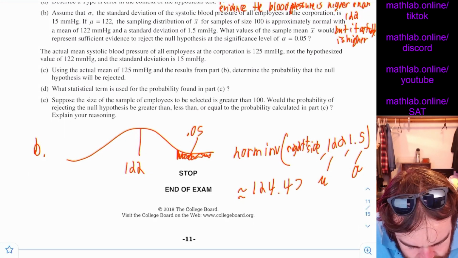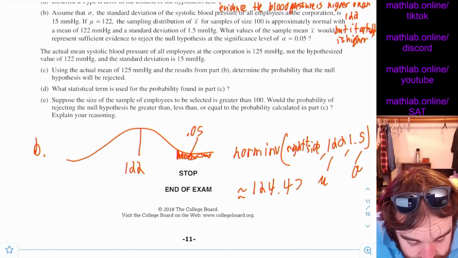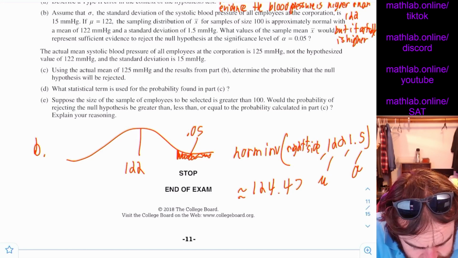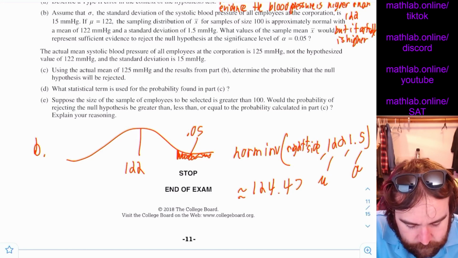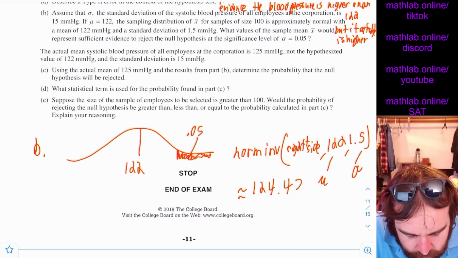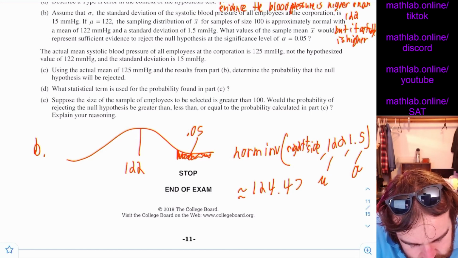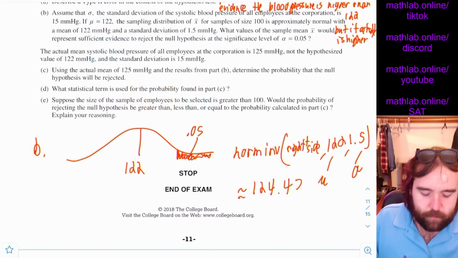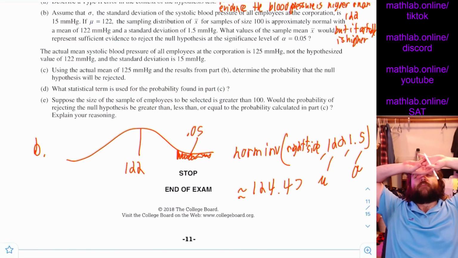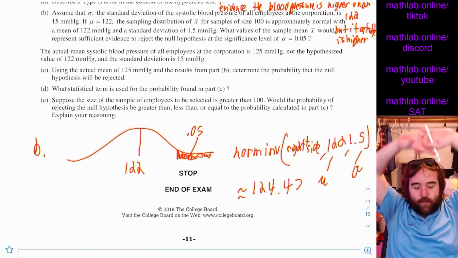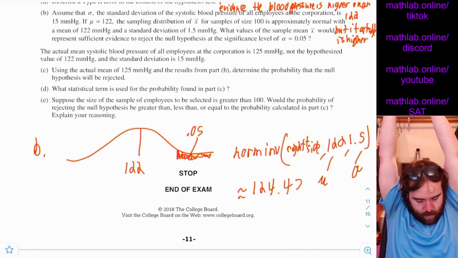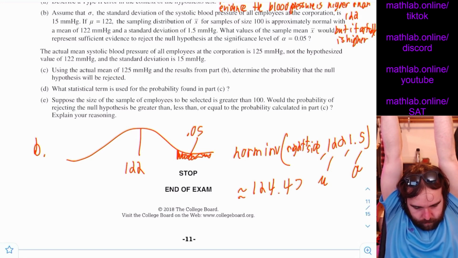The actual mean systolic blood pressure for all employees of the corporation is 125, not the hypothesis value of 122, and the standard deviation is 15. Using the actual mean of 125 and the results from part B, determine the probability that the null hypothesis will be rejected.